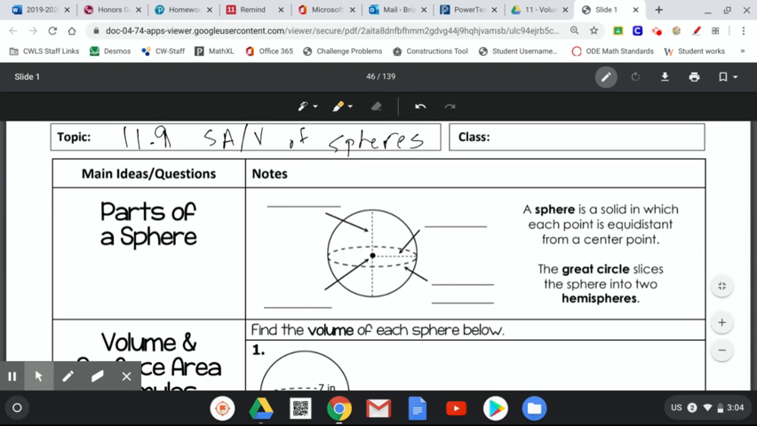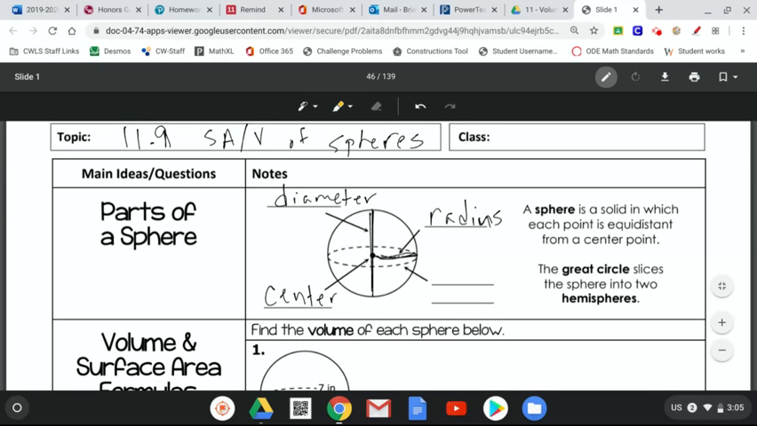For this one, the first thing we have to do is talk about parts of the sphere. This line that goes from one side to the other side of the sphere is going to be our diameter. That's not changing from when we've done circles. The line going from the center to the outside is still going to be the radius. And the point in the middle is just going to be the center. So all that stuff is the same from circles.